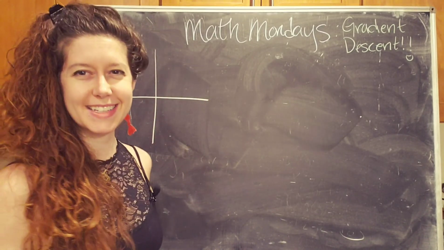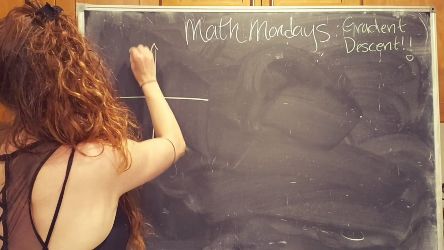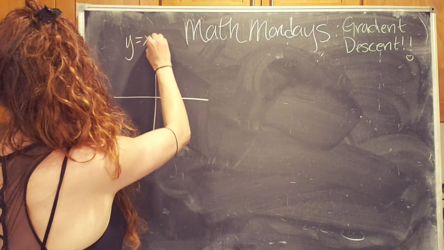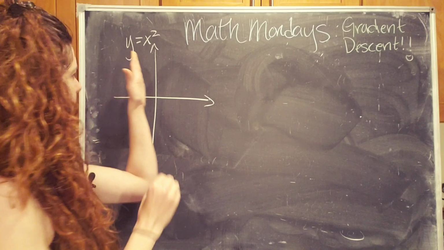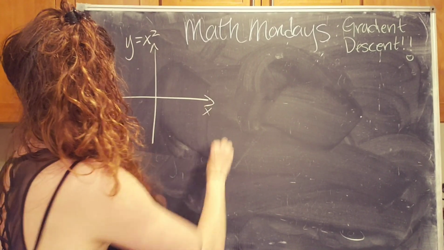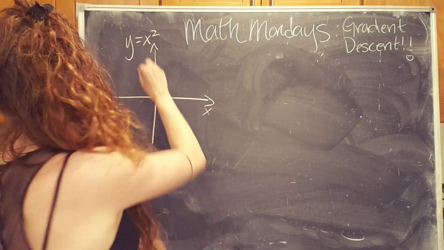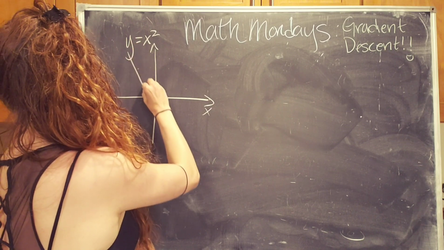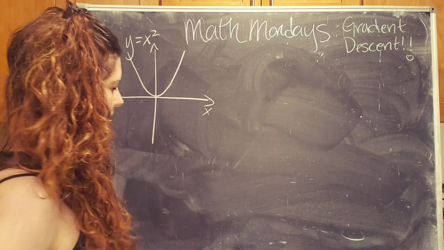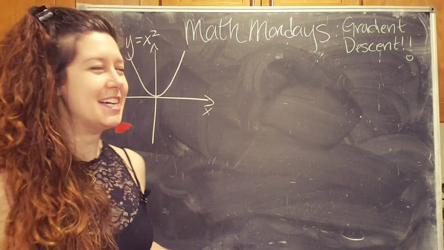Let's look at an example. So if I plot y equals x squared, where we have y on the vertical axis and x on the horizontal axis, then my graph is going to look something like this. Oh, very pretty parabola. I'm so proud of myself.